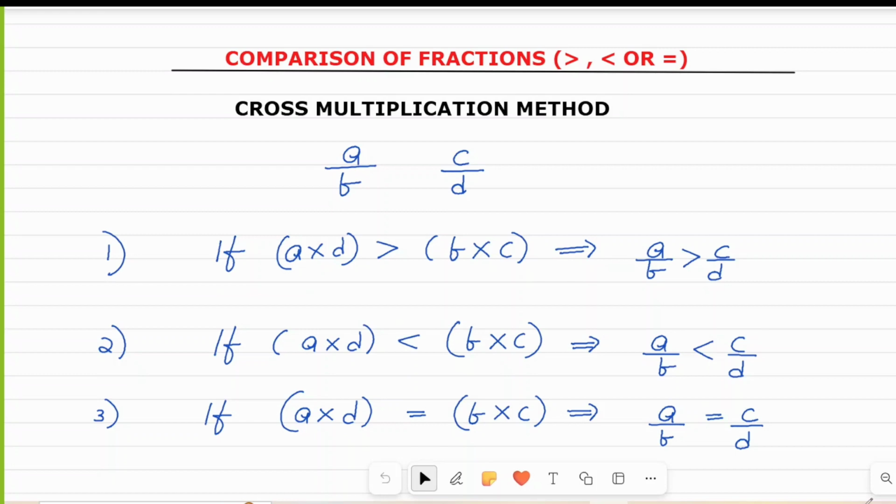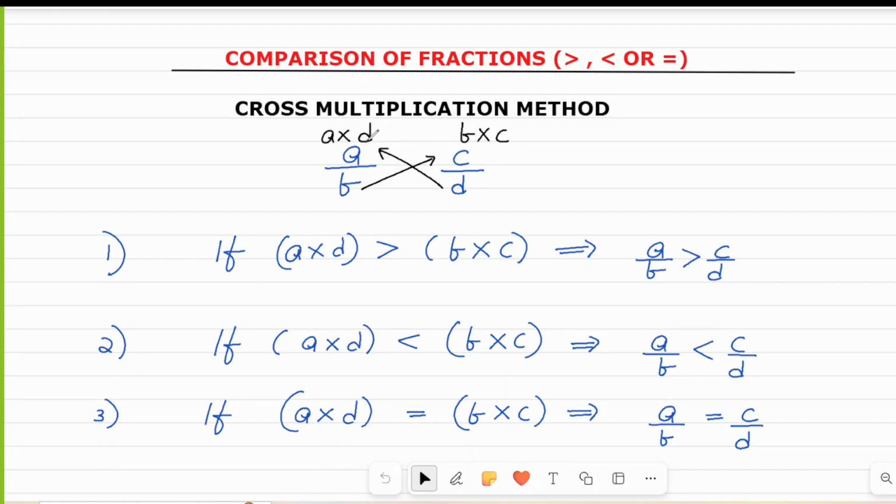Hello everyone, today we are going to learn how do we compare two fractions. We will use the cross multiplication method to find out which fraction is greater or whether both are equivalent. Suppose a by b and c by d are two fractions, then we will multiply b with c and we will multiply a with d.